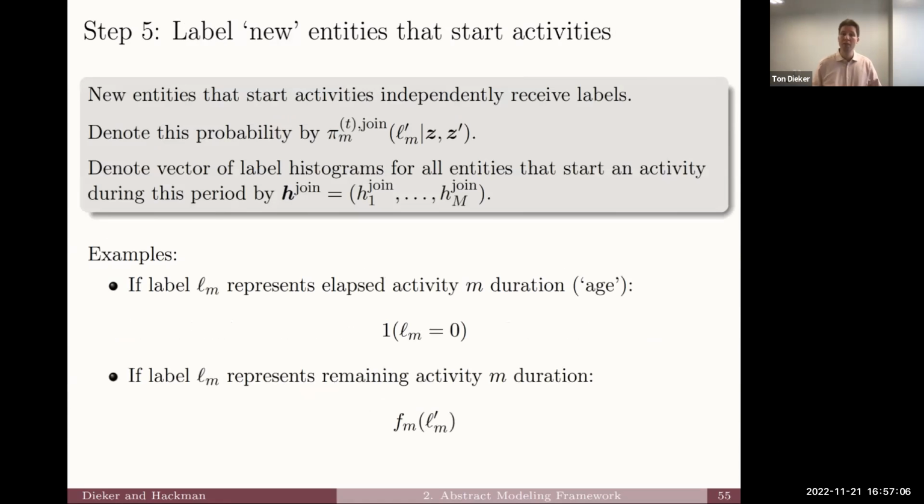In the fifth step, we give everybody who starts their activity during this period a new label, again, independently. And that results in a collection of histograms, which we call H-join. So if the label represents age, everybody who joins just gets label 0 with probability 1. If the label represents remaining activity duration, then the PMF is given by the activity duration PMF.